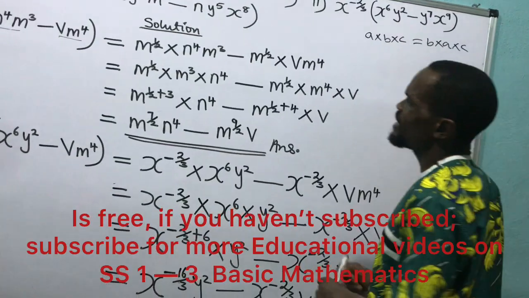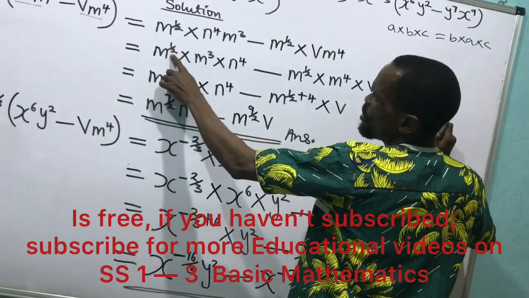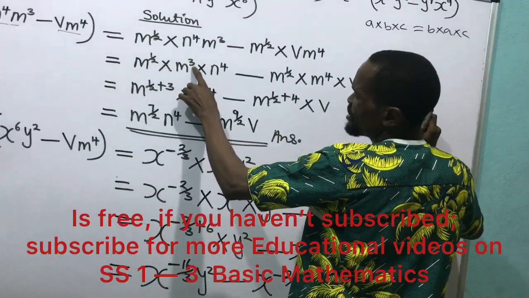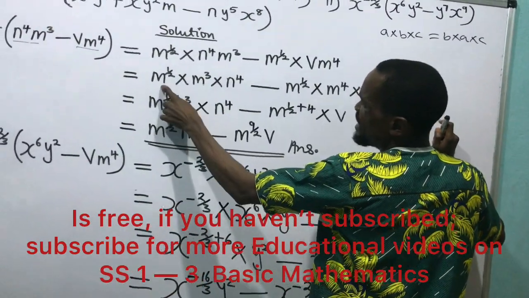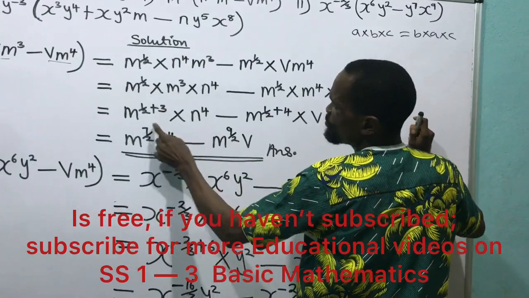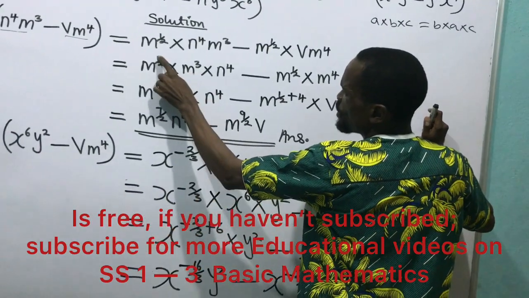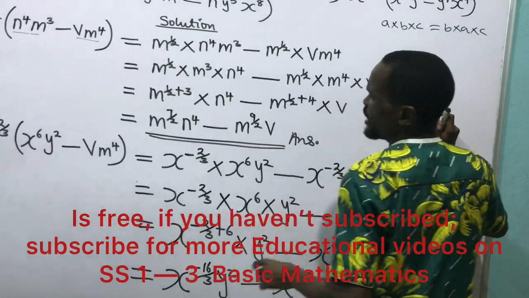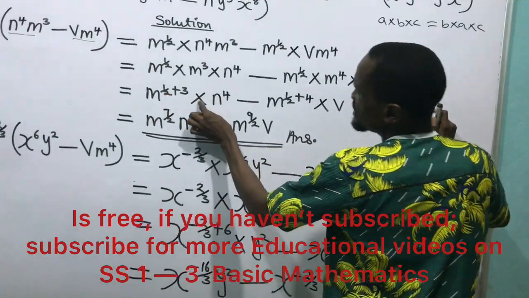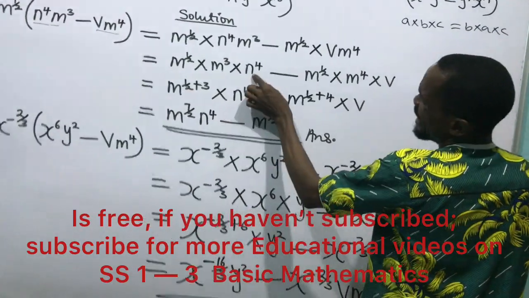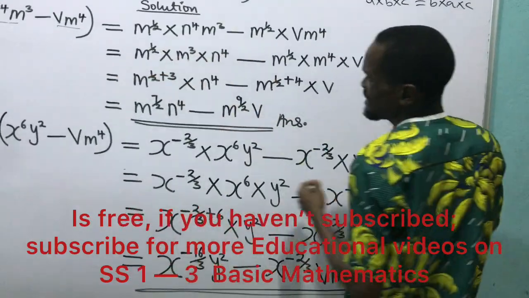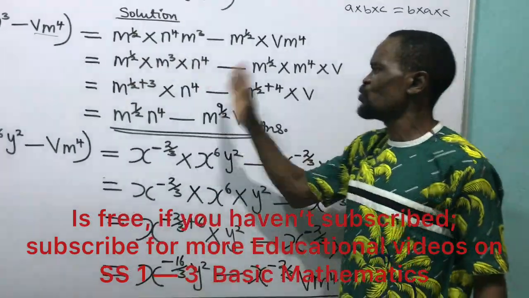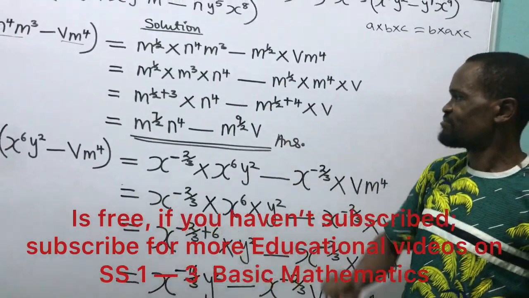Then coming back here, m raised to the power 1/2 and m raised to the power 3 are the same base, and they are multiplying themselves, so we add their powers: 1/2 plus 3, times n raised to the power 4. n does not have the same base as these, so we will leave n.